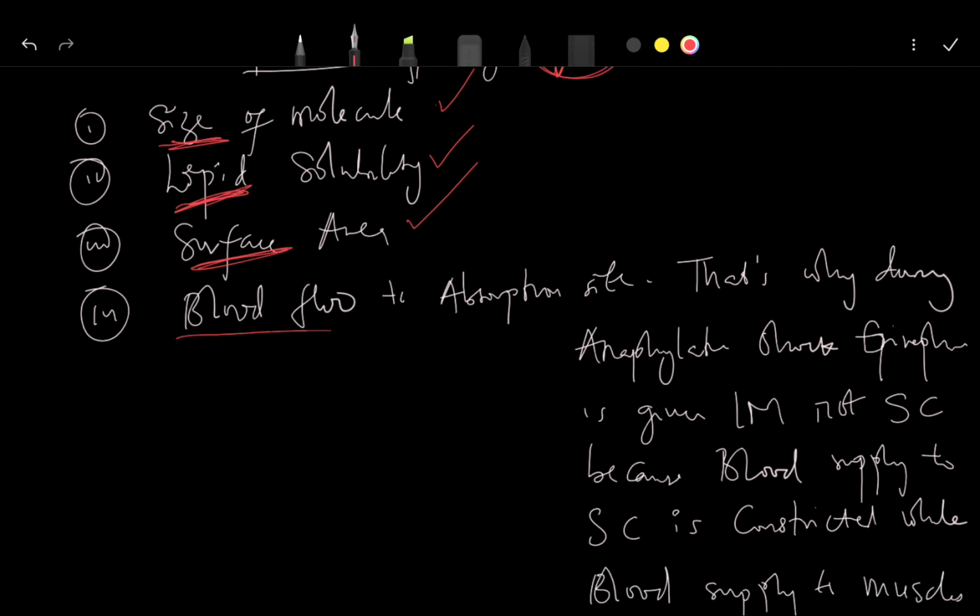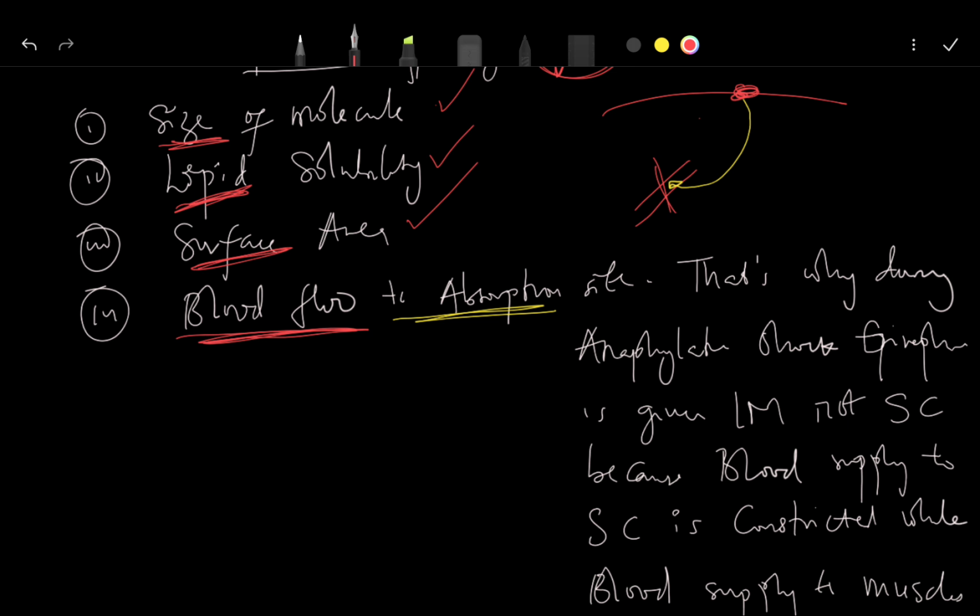Then what of blood flow? Blood flow plays a major role, because if the absorption site does not have enough blood flow, the drug will not be absorbed on time. For example, you are giving a drug to the skin and blood supply to the skin has been cut off. Let's say this is our skin. The drug will just remain here. And we said absorption simply means movement of drug from the site of application into the blood. So if there is no blood supply, then absorption will not take place. Blood supply to the absorption site is very, very important.